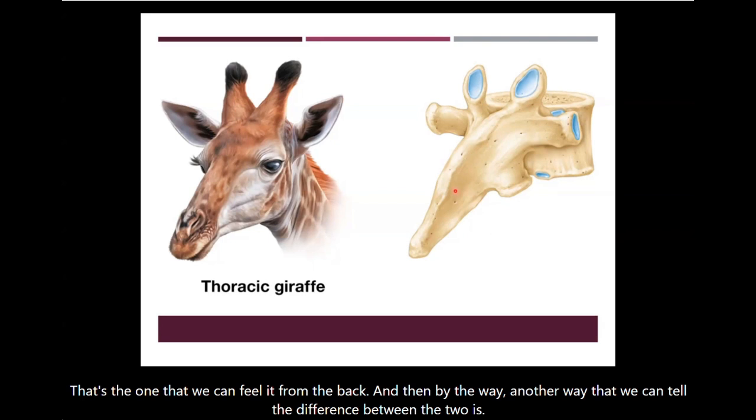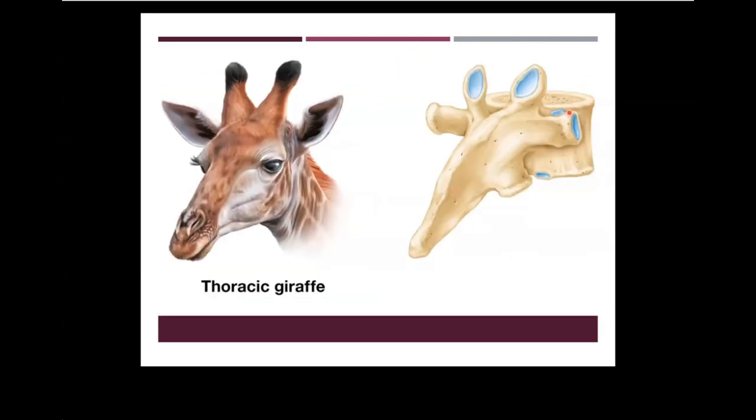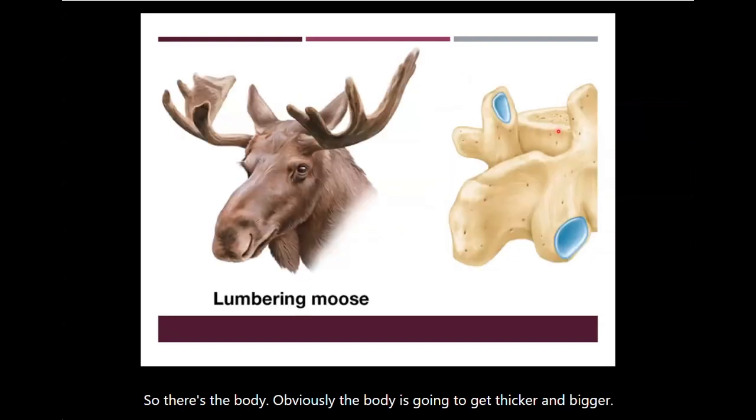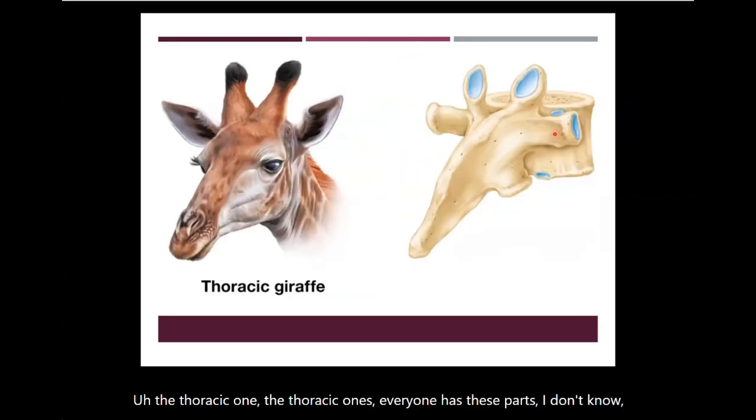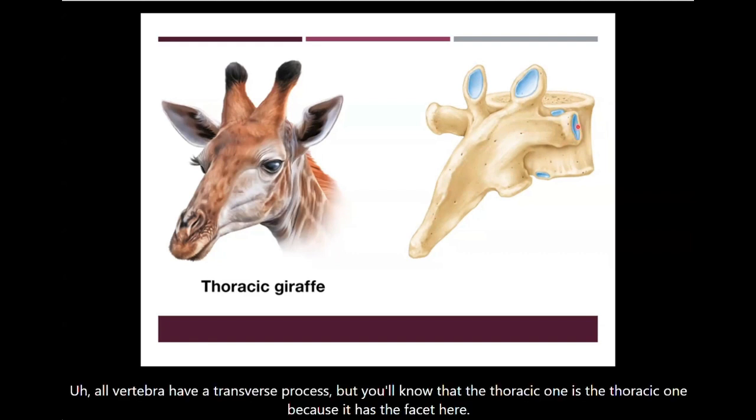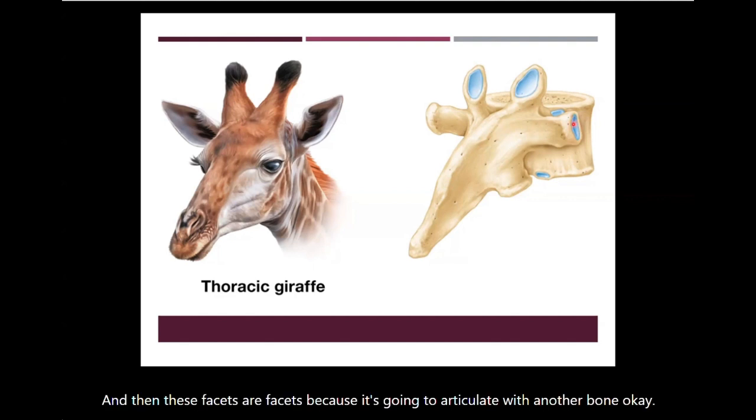By the way, another way that we can tell the difference between the two is the body. Obviously, the body is going to get thicker and bigger. The thoracic ones, everyone has these parts, the ears of the giraffe, which we call the transverse process. Okay, these are spinous process, these are transverse process. All vertebrae have a transverse process, but you'll know that the thoracic one is the thoracic one because it has a facet here.